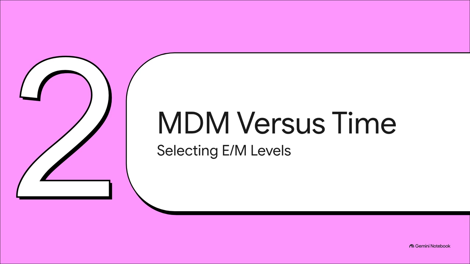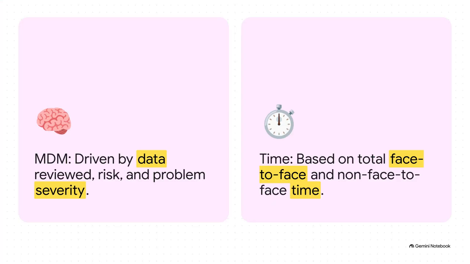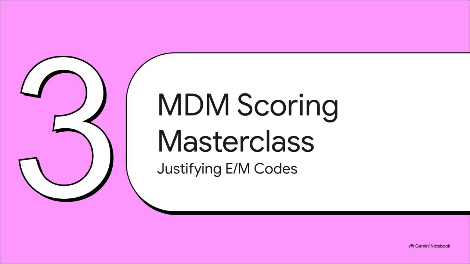Section 2, MDM versus time guidelines. To get the coding right, coders generally have to choose between medical decision-making or total time. Now, the golden rule here is to always utilize whichever method allows the highest appropriate medically necessary reimbursement. Total time includes both face-to-face and non-face-to-face time spent by the provider on the exact date of the encounter. However, keep in mind that some categories, like the emergency department, don't use time at all and rely strictly on medical decision-making.